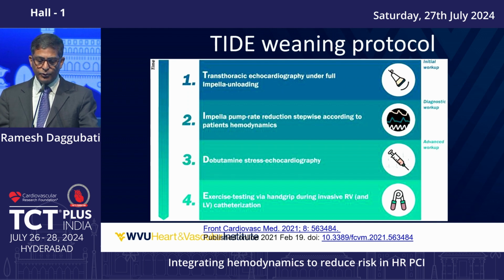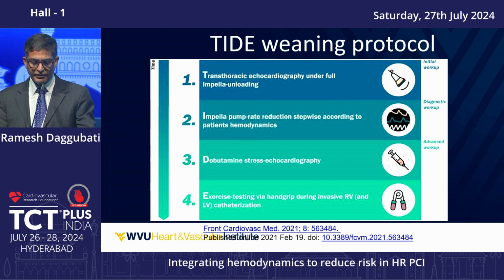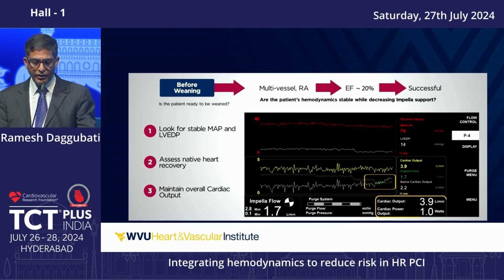So there's also a weaning protocol, and this is one of the tried weaning protocols. You look at the transthoracic echo and the full Impella unloading if the patient goes to Impella, and you reduce the P levels, the pump levels on the Impella, and you can do a dobutamine stress echo, or you can do exercise testing via hand grip. Or, as we mentioned, integrating right heart cath pressures as well as the PA saturation is another way in PROTECT 4 to look at it.